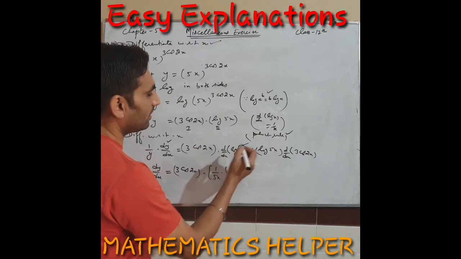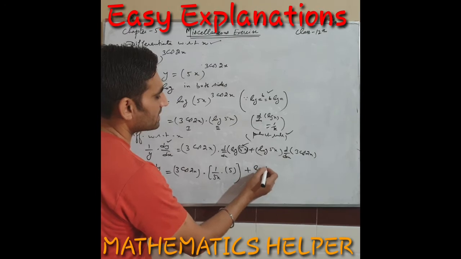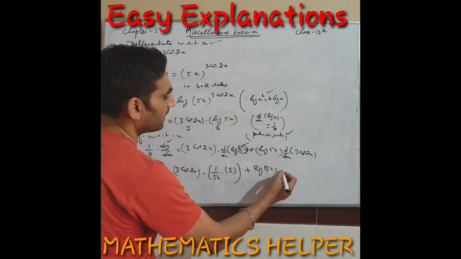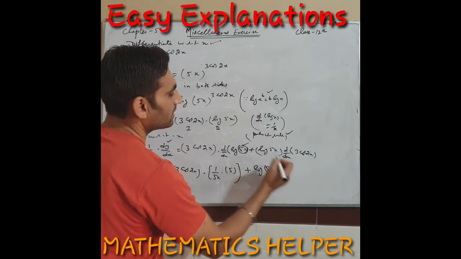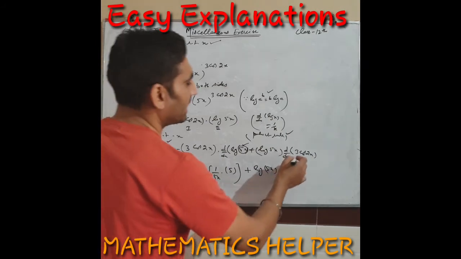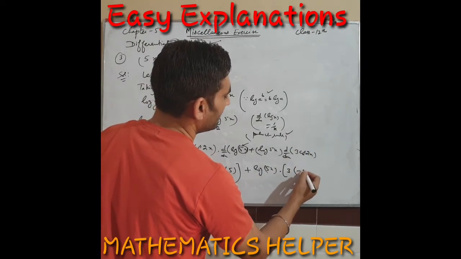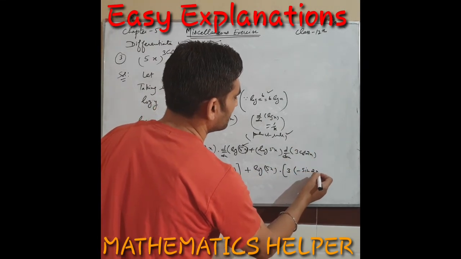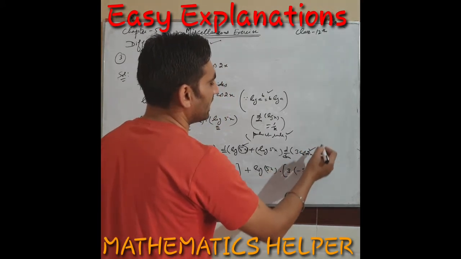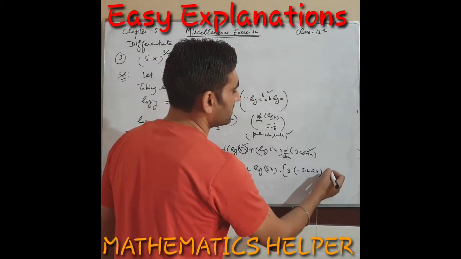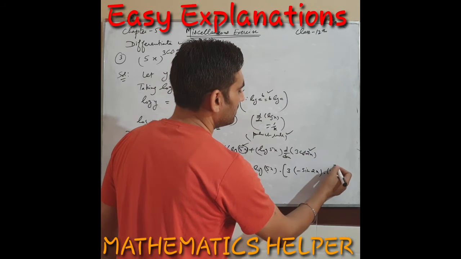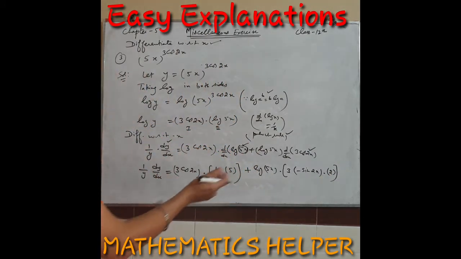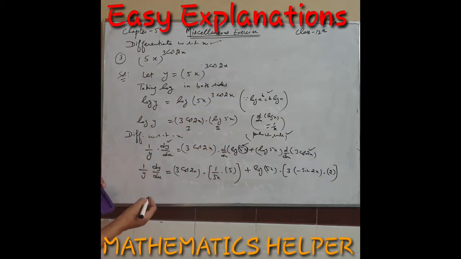Similarly, this is over now. Log 5x as it is. Derivative of the second part: 3 is a constant value outside. Derivative of cos 2x is minus sine 2x. But don't forget to write the derivative of the angle, which is 2x. Derivative of 2x is 2. So we have this derivative, but still there is a need of some calculations.